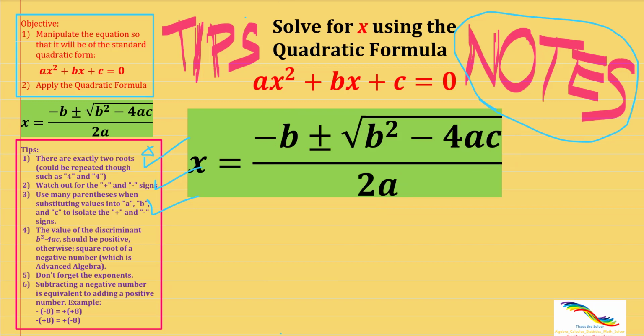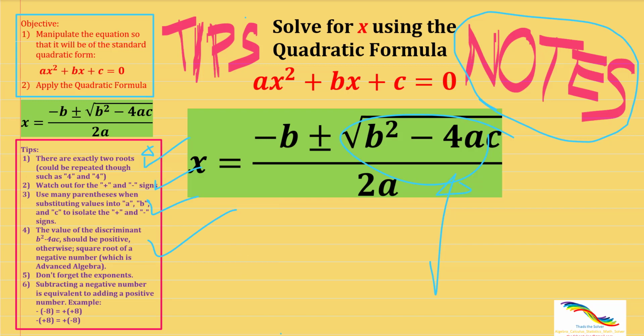Tip number 4, the value of the discriminant, which is the b squared minus 4ac, ought to be positive. Otherwise, it would result in a square root of a negative number, which is far advanced. So for our intents and purposes here, we should get a positive number.